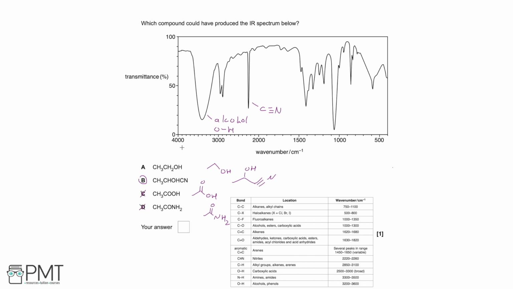And then in compound A, though we would have this big peak at about 3,500, we definitely wouldn't have this peak here due to the nitrile functional group at about 2,300. So the answer here is certainly B.